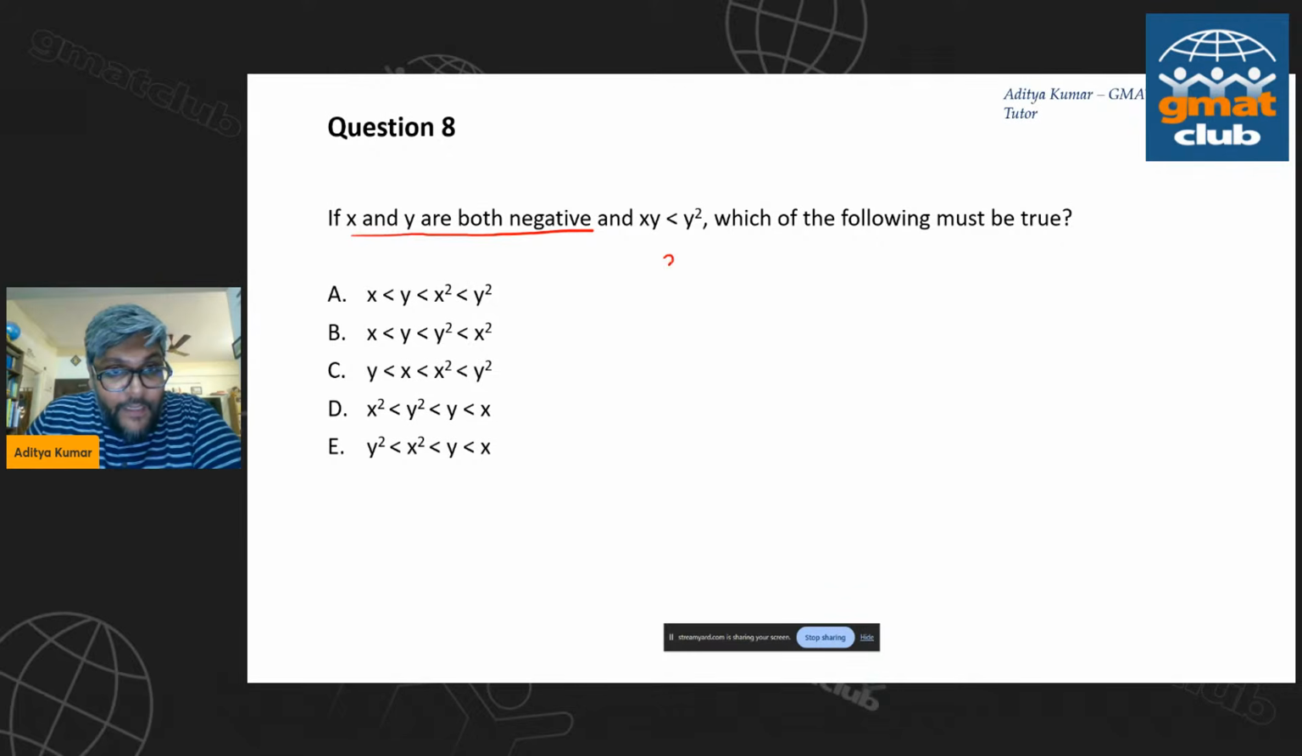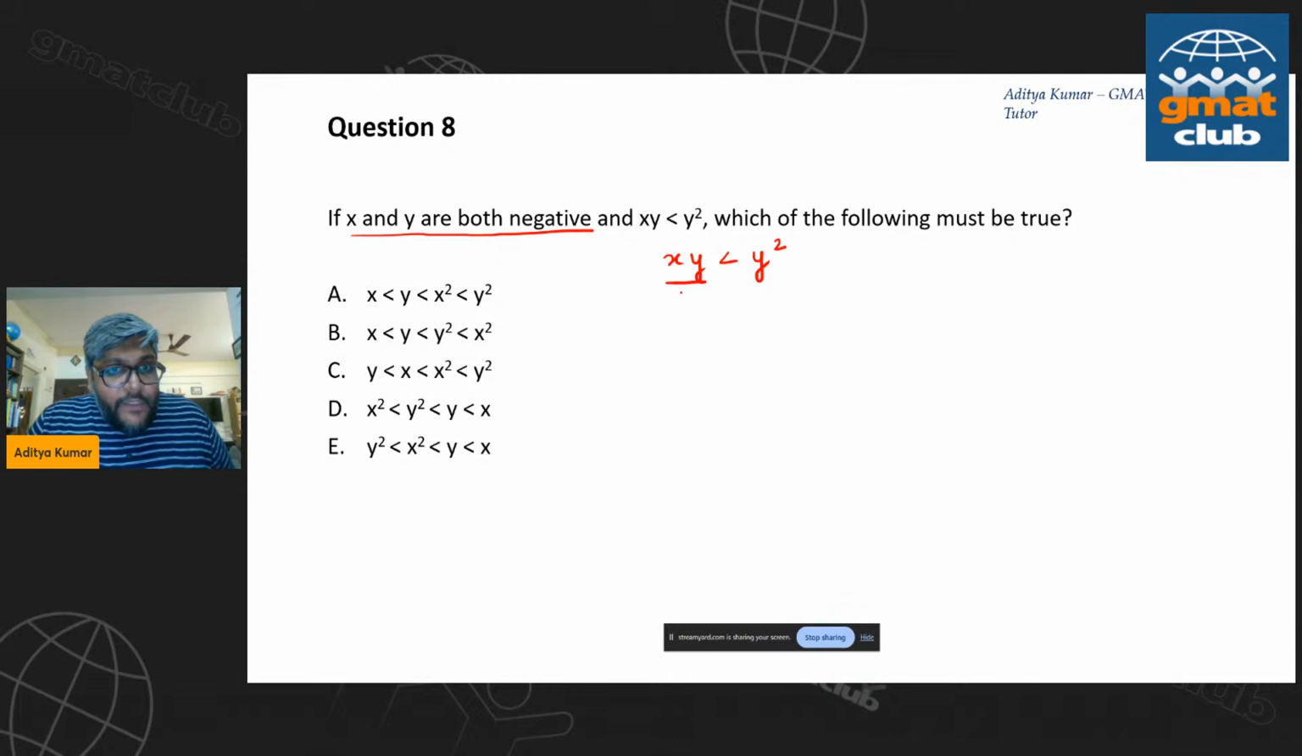And they've given me xy is less than y square. Now I can definitely use the three golden rules and take the y square to the left, factor out the y, and then try to analyze. But when I just glance at the answer choices, they're giving me x is less than y is less than x, and they're giving me x square, y square. And I know the signs of x and y. So I know it's possible for me to manipulate with multiplication and division.